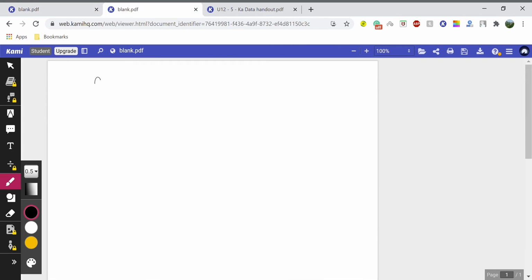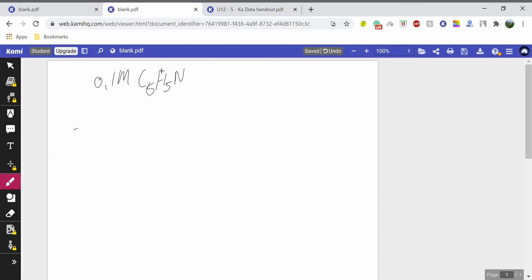In our next question, we're given a 0.1 molar solution of C5H5N, and we're asking what is the pH. And with this, how do we know if it's a strong acid, weak acid, strong base, or weak base? The thing is, if the formula ends in nitrogen, it's usually a base. And we know this is not one of the strong bases, so we know this is a weak base.